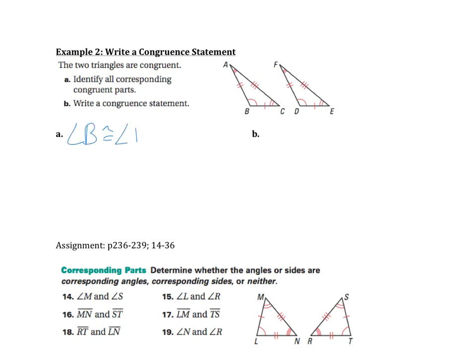B congruent to angle D. The double arch, we have angle C congruent to angle E. And the triple arches are angle A congruent to angle F.